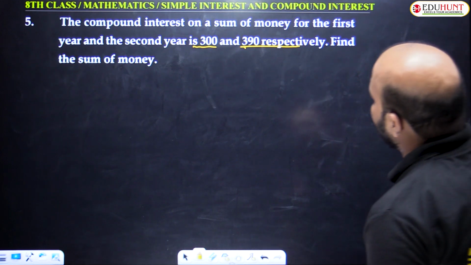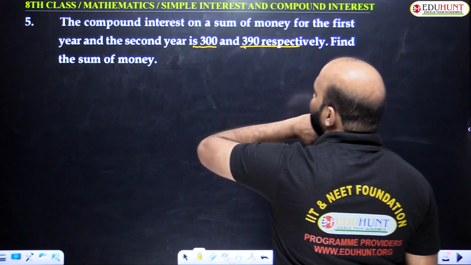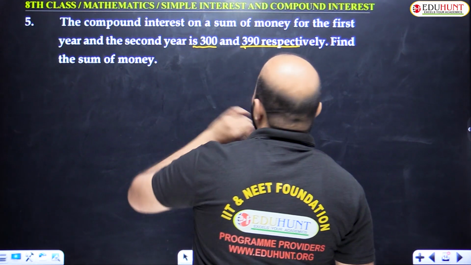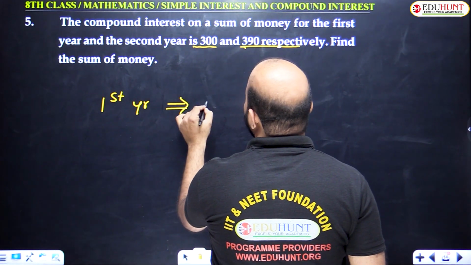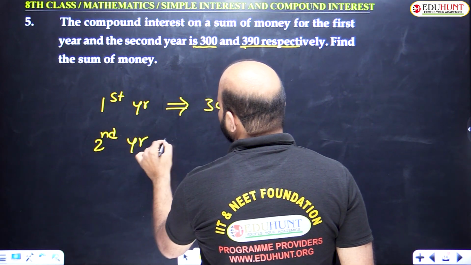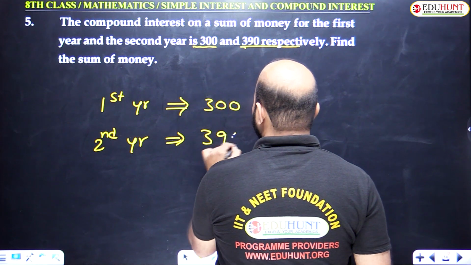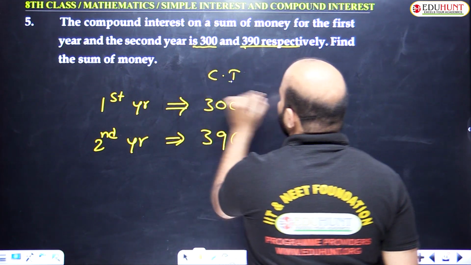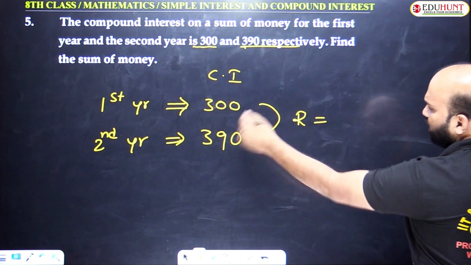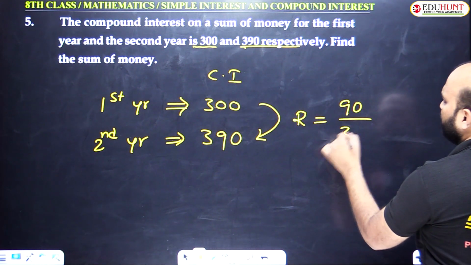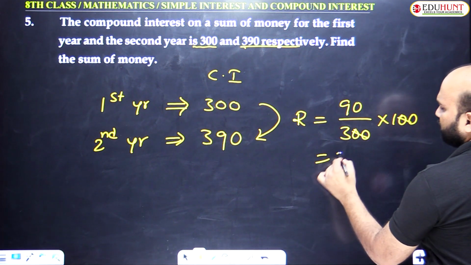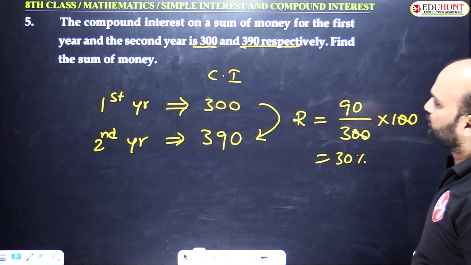So first, the first year interest is 300, second year interest 390. This is compound interest. So how much does it increase? 90 increases. How are we going to calculate the rate of interest? The increase of 90 over 300, into 100, that is the rate of interest. 30%. So 30% is the rate of interest.